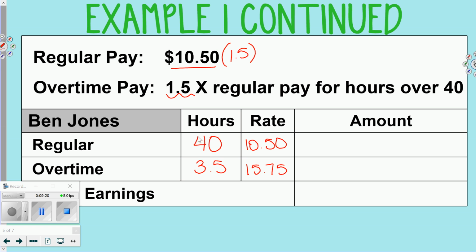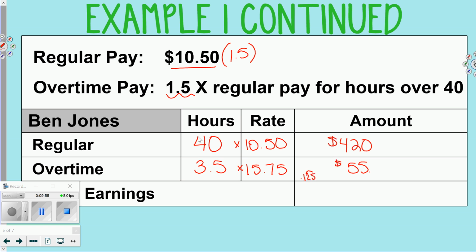All right, so then we just have to multiply. So to figure out how much he makes regular, we take 40 and we multiply that times the 10.50, and it's $420 for regular. And then overtime, again, we're going to take 3.5 hours times $15.75 an hour. And we are making $55. Now, it comes out 0.125. So we're talking money, so we want to round that to the nearest cent.